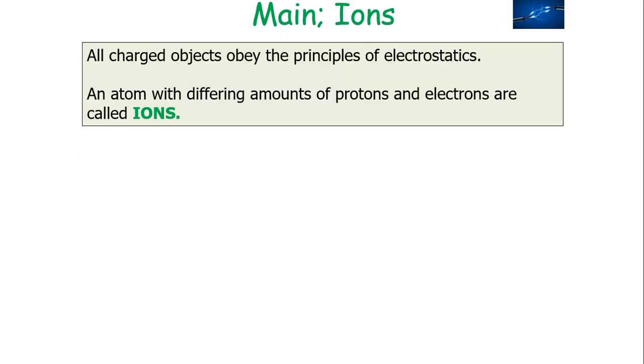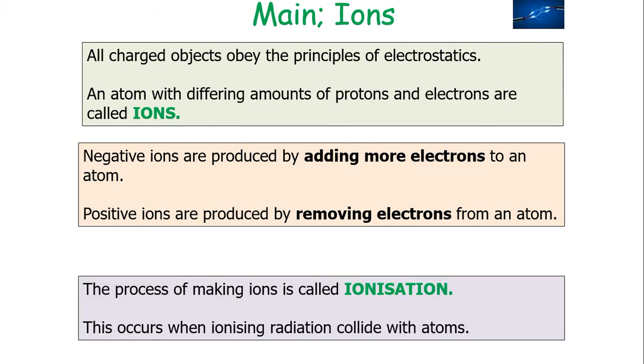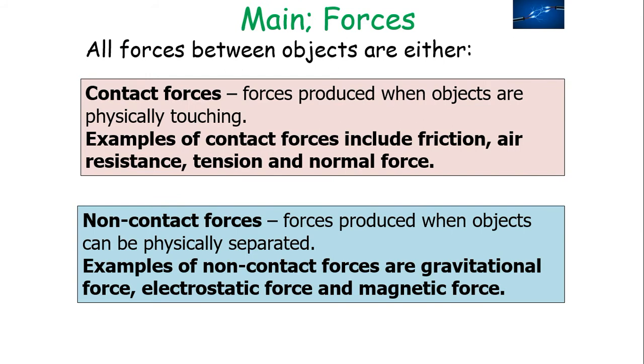So all charged objects obey the principles of electrostatics. An atom with a different number of protons and electrons is called an ion, and negative ions are produced by adding more electrons to an atom, whilst positive ions are produced by removing electrons from an atom. The process of making an ion is called ionization, and this tends to occur when ionizing radiation collides with atoms. Now, this leads to the concept of electric fields and the electrostatic force.